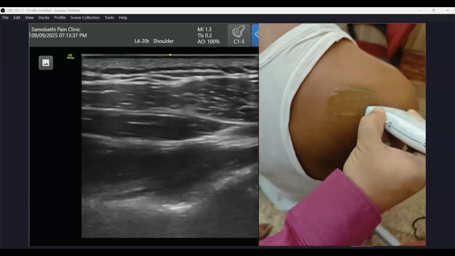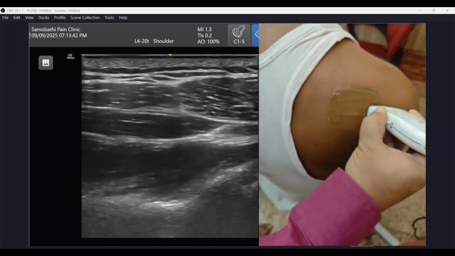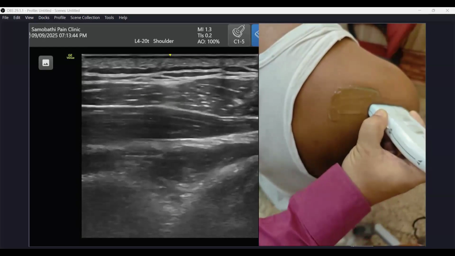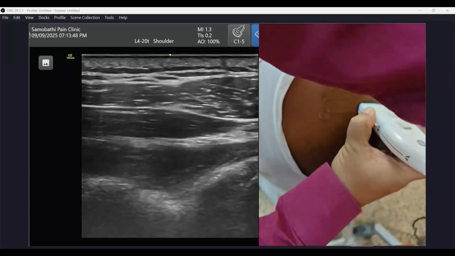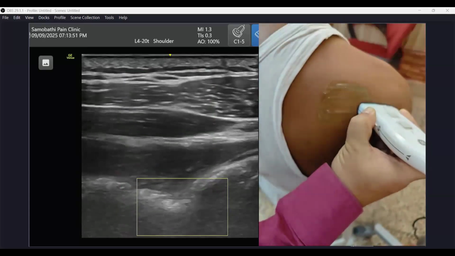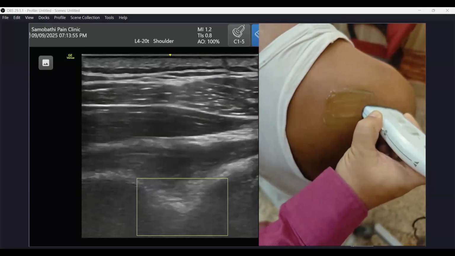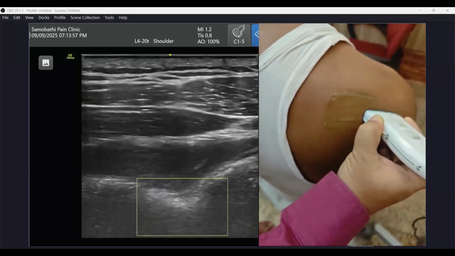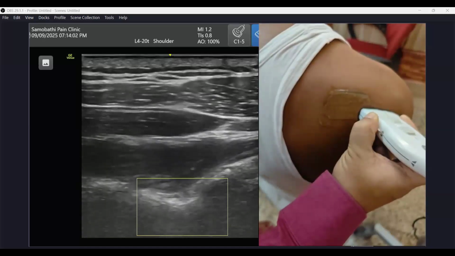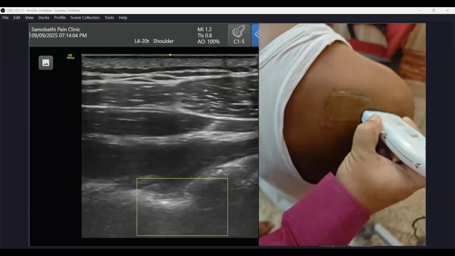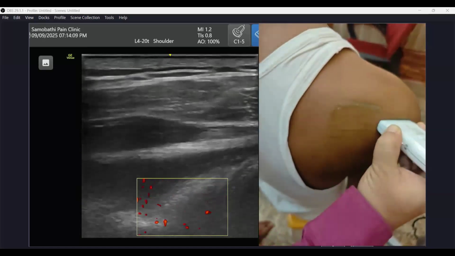Now I am coming a bit medially, and I am going to focus on the spinoglenoid notch. So I will see from below, and now I am seeing the spinoglenoid notch. Let me see whether I can find the vessel or not. So this is the power Doppler. Every time the vessel will come, it is not like that. No. Yeah, it is noise.